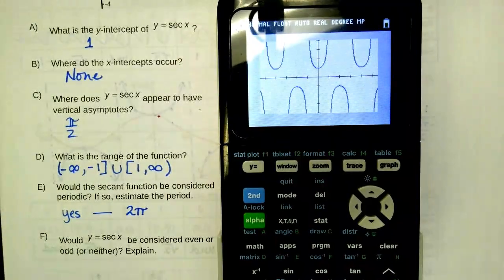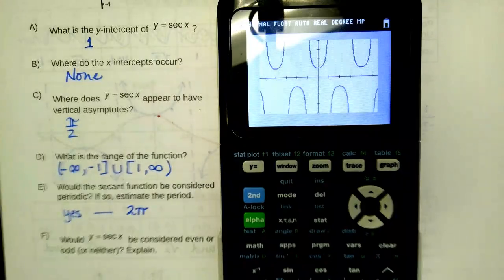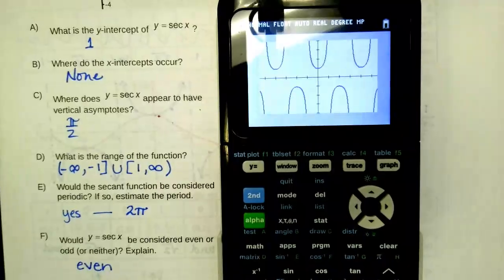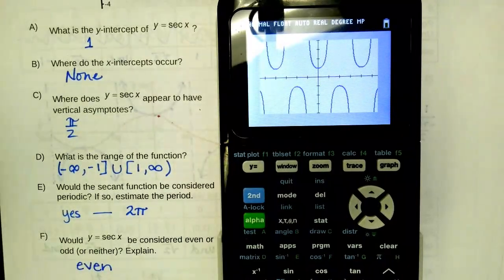Is it even, odd, or neither? It is even. Very good. Because you can fold it in half and the sides match up.